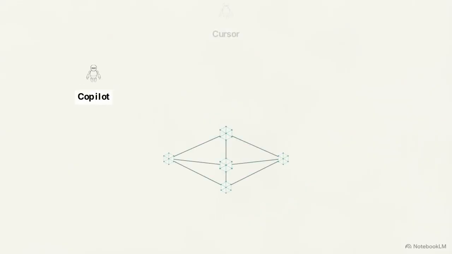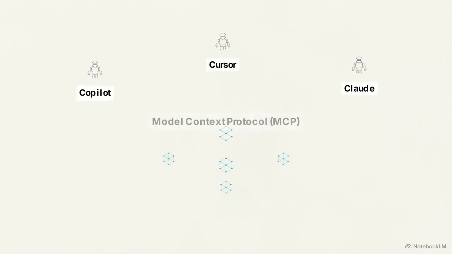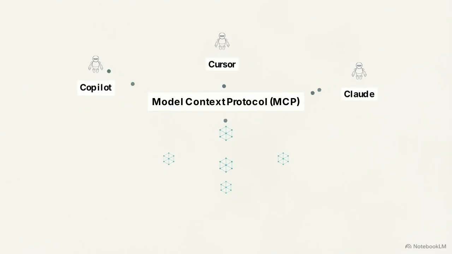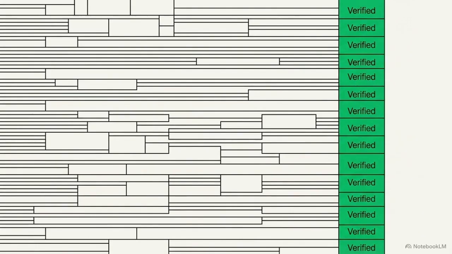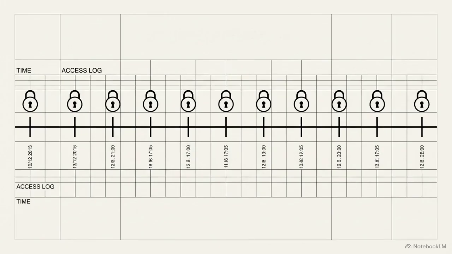FastBuilder orchestrates autonomous coding agents like Copilot, Cursor, and Claude against this verified digital twin. It does this using the Model Context Protocol, which is a standardized method for AI models to securely connect to outside data sources. For highly regulated environments, FastBuilder provides necessary enterprise compliance, including HIPAA support, a complete audit trail, and SOC 2 Type 2 certification, a rigorous standard proving the platform securely manages data over time.